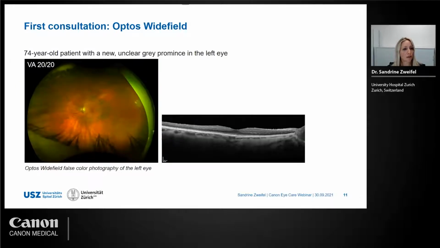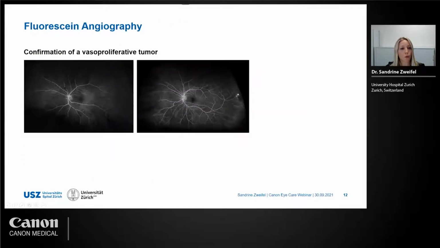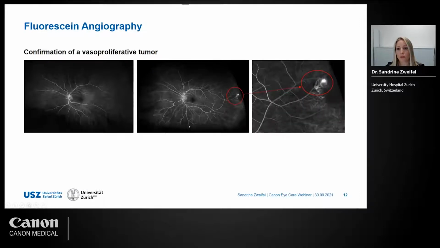This is a 74-year-old patient who was sent to us for evaluation of a new unclear gray prominent lesion in the far periphery of the left eye. Visual acuity was normal. Here you see actually the OCT scan of the macular area, which was normal. But let us look at this lesion in the far periphery. We did a wide field or ultra wide field fluorescein angiography, and as you can see here, there is rarefication of the capillary network, also some non-perfusion area and leakage.